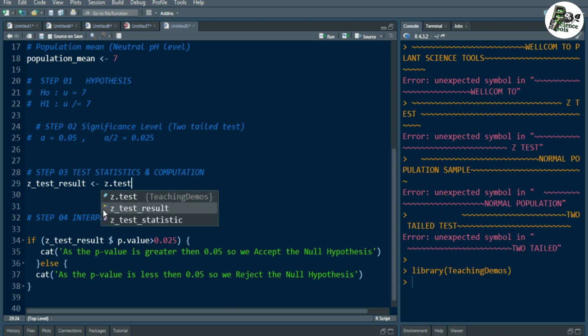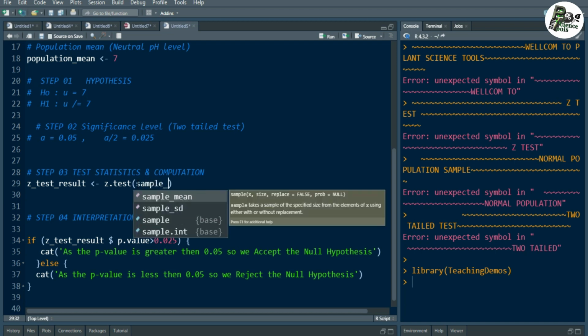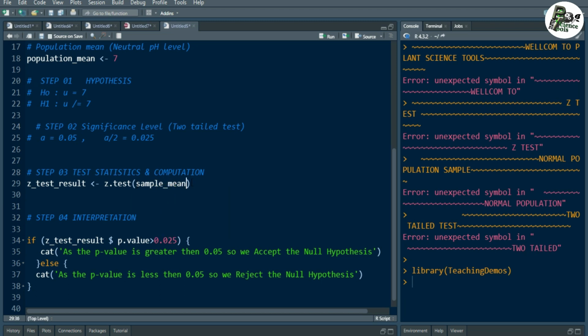This function basically helps us to calculate the z-test. First of all, we need to write our mean value, that is the sample mean, which is basically the sample mean variable that I have already created previously. Then we need to specify the population mean. The population mean should be described with mu, and here our population mean should be labeled as population mean.